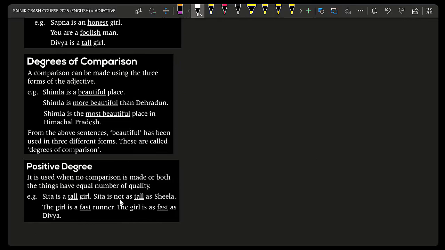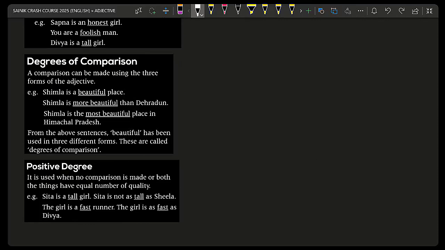The girl is a fast runner. We're not comparing between anything, only one girl, so we are using the positive degree, that is fast. Suppose we are comparing with Divya: the girl is as fast as Divya. So here also "as" comes. That means whenever "as" comes, the degree used must be the positive degree. Fast, faster, fastest: use positive degree fast only whenever "as" comes. Remember that.